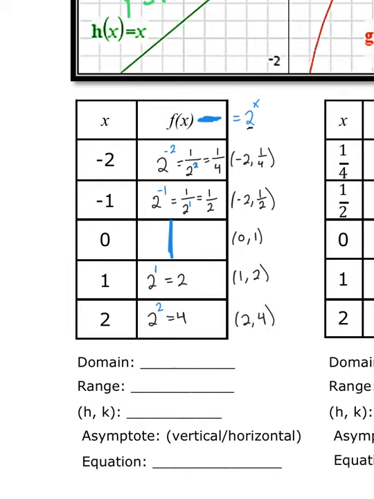Again, all I did to get those numbers was I just replaced the x that's up in the exponent with whatever x value was on my table, and that's how I got the points that are listed there.